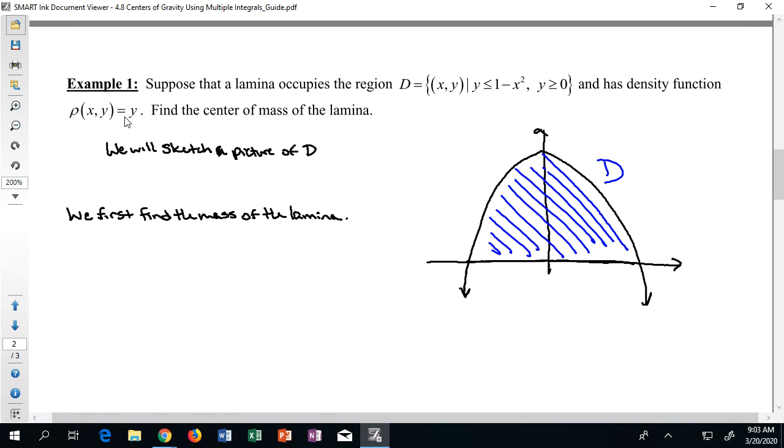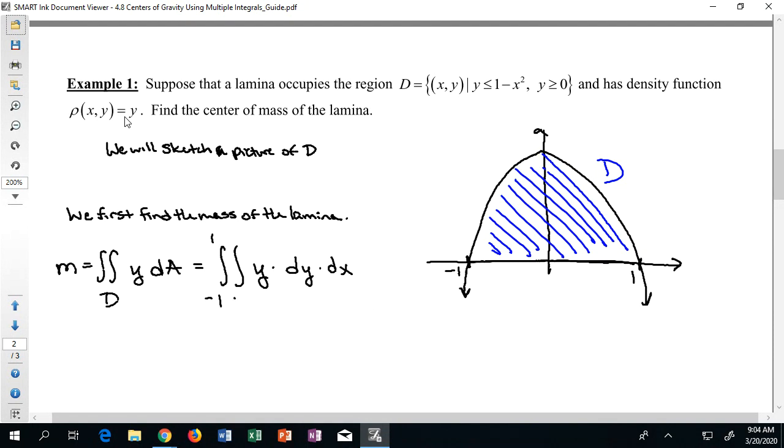of the lamina. Okay, so that would be m is equal to a double integral here of my density function, which is y. And then I just have to decide how I'm going to integrate that. Now, if I think about my region here, it seems pretty easy to see that I cross over the x-axis at the points of -1 and +1. So maybe I could set up the following double integral. I'll integrate y, first with respect to y and then with respect to x, because x bounds go from -1 to 1, but my y bounds go from 0 to 1 minus x squared.